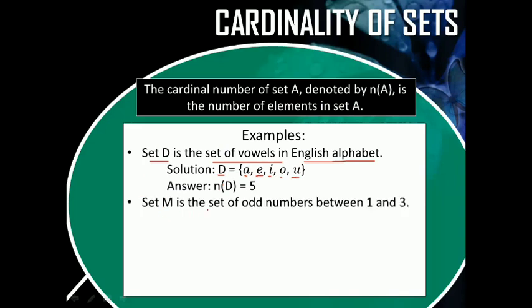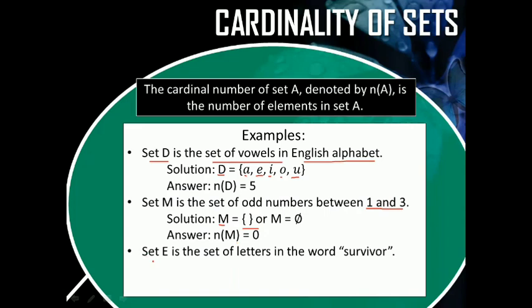Next, set M is the set of odd numbers between 1 and 3. So, what are the odd numbers between 1 and 3? So, our set M is an empty set or a null set. It is because there is no odd number between 1 and 3. A number between 1 and 3 is 2. It is not an odd number, it is an even number. That is why this is an empty set. So, the answer will be 0. That is the cardinality of set M.